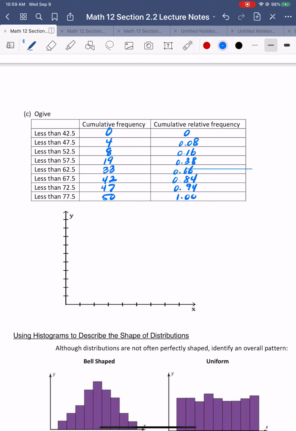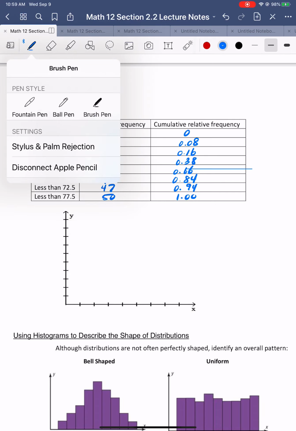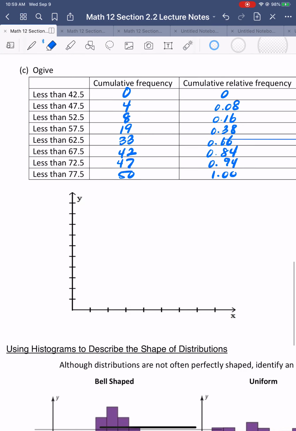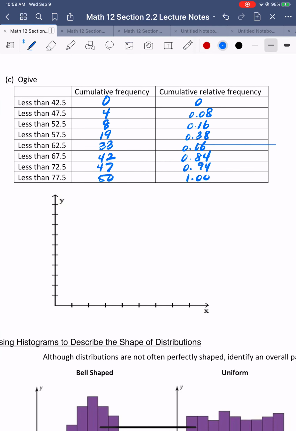And then for the ogive, we are using the boundaries, okay? So we have to do x as starting from the 42.5, 47.5, and then 52.5, 57.5, 62.5, 67.5, 72.5, 77.5, and then you go up to 1. So I want to say 0.10, 0.20, 0.30, 0.40, 0.50, 0.60, 0.70, 0.80, 0.90, and 1.00.